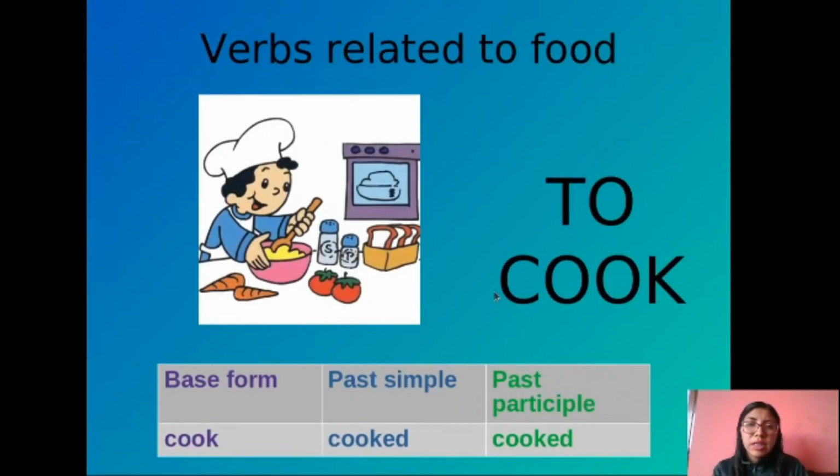We are going to see the next one. To cook. That is the most commonly used verb. You already know the meaning. For example, a boy cooks a salad, maybe, because there are tomatoes and carrots. Pay attention to the forms. The base form, cook. The past simple, cooked. Past participle, cooked. Repeat with me. Cook, cooked, cooked.